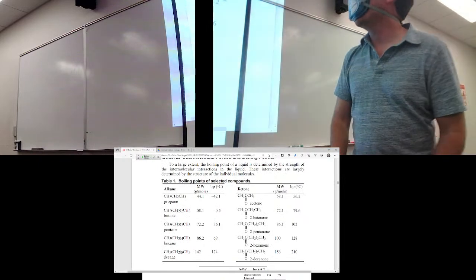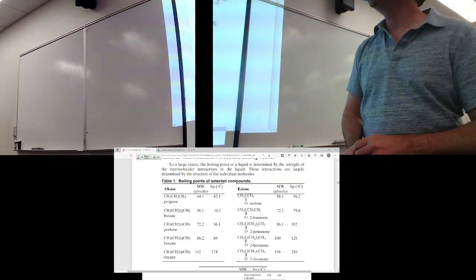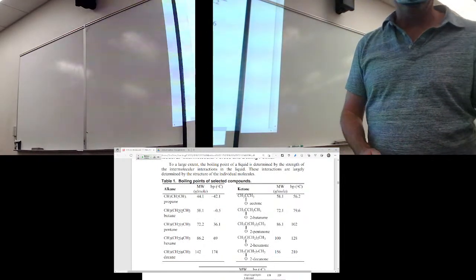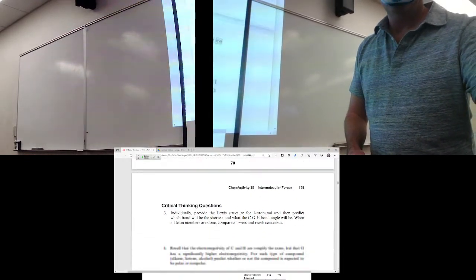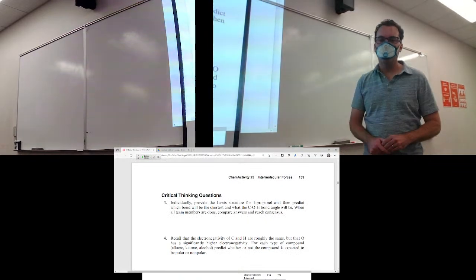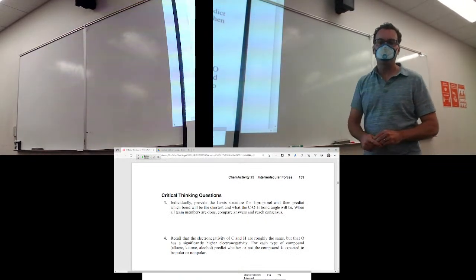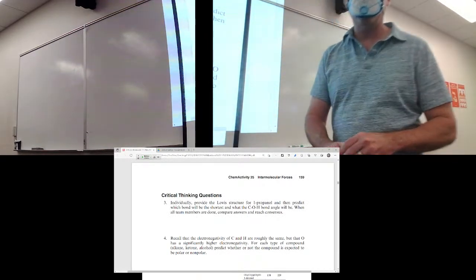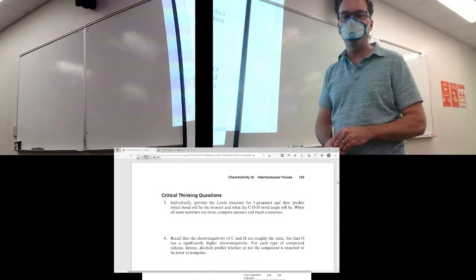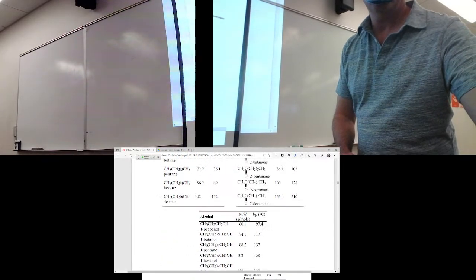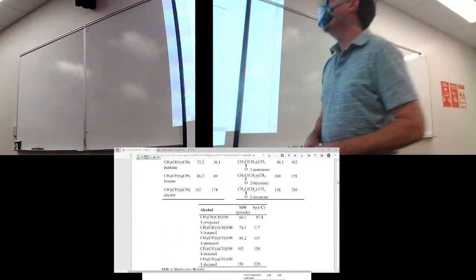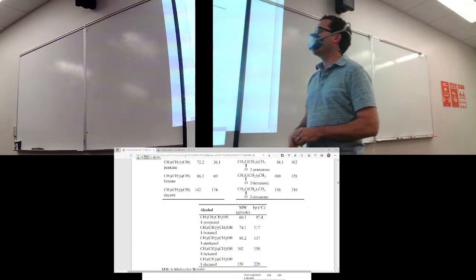Okay. So now we come to this, where we're comparing different formulas, different kinds of organic compounds. Let's go straight to the questions. So individually, probe the Lewis structure for 1-propanol and then predict which bond will be the shortest and what the COH bond angle will be. So 1-propanol, which is right there. Which bond is the shortest?